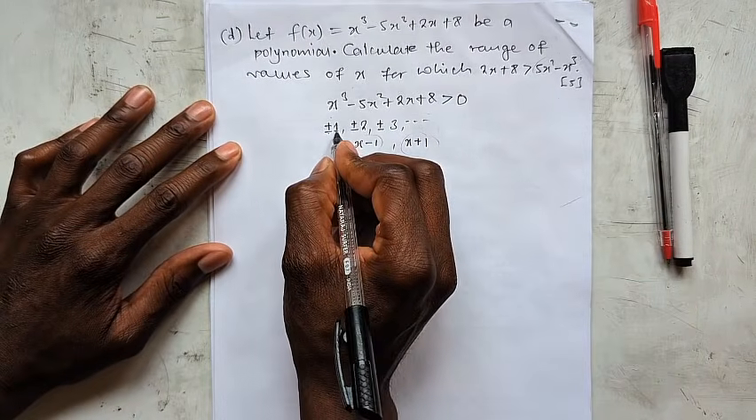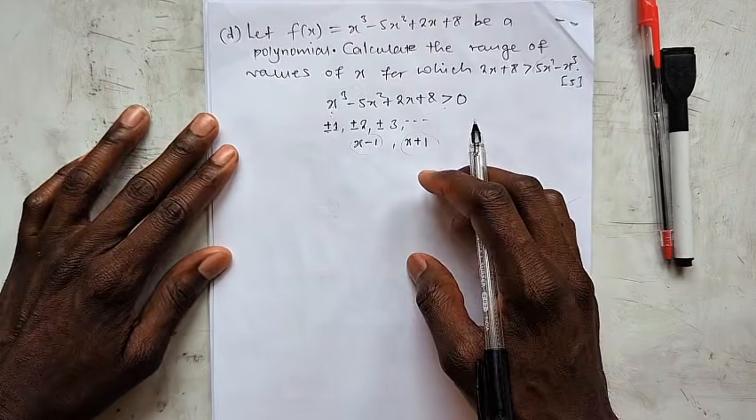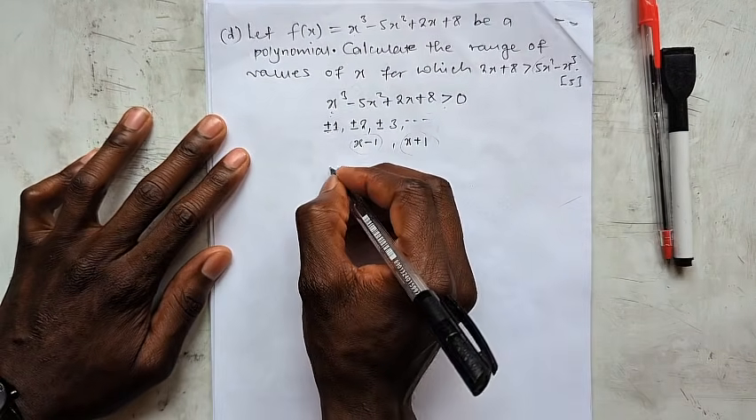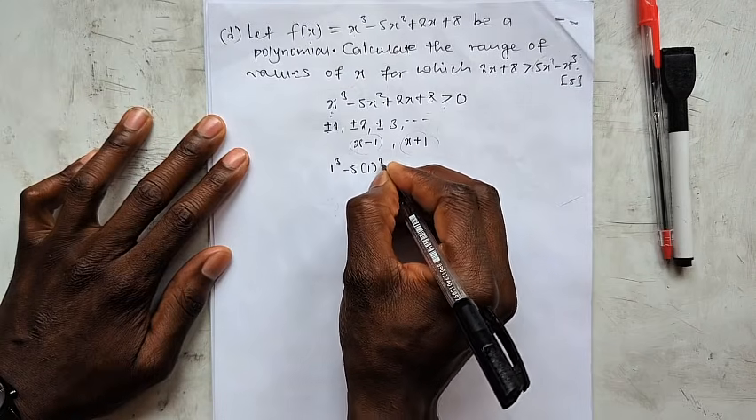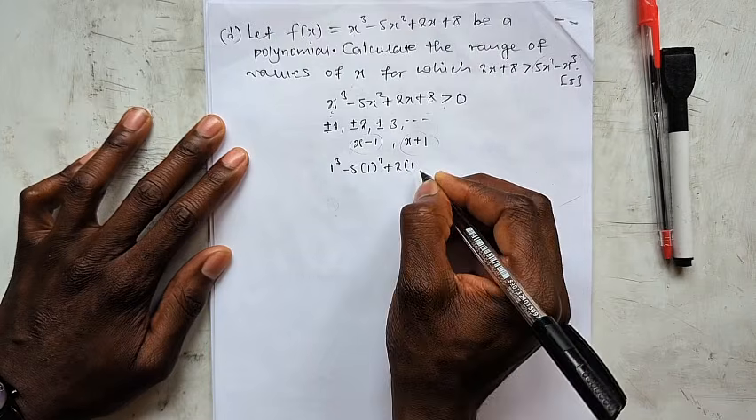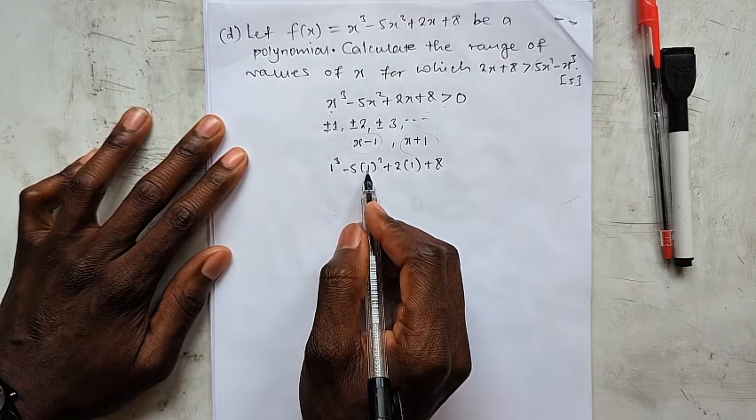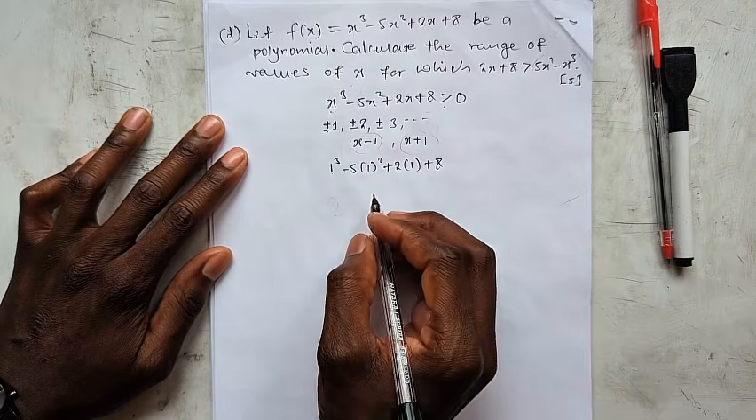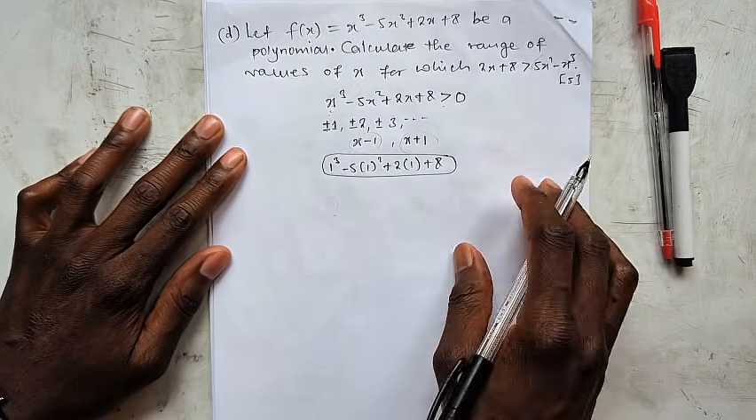So when we try positive 1, you put it here. What are you going to get in this case? It will be 1 to the power 3 minus 5 times 1 squared plus 2 times 1 plus 8. So it will be 1 minus 5 plus 2 plus 8. Of course, this one can't give us a 0.